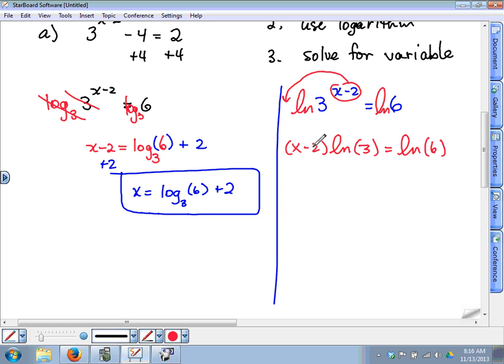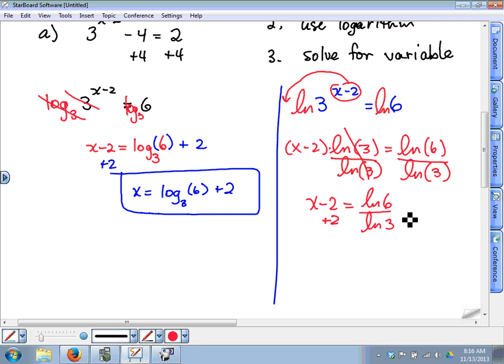We're trying to isolate this x minus 2. It's being multiplied by the natural log of 3, so how can you get rid of it? Divide by the natural log of 3. So now we have x minus 2 is equal to the natural log of 6 over the natural log of 3. And then the final step is to add 2. And isn't this what I had to type into the calculator to get the approximate form anyway? So your answer for x is natural log of 6 over the natural log of 3 plus 2.